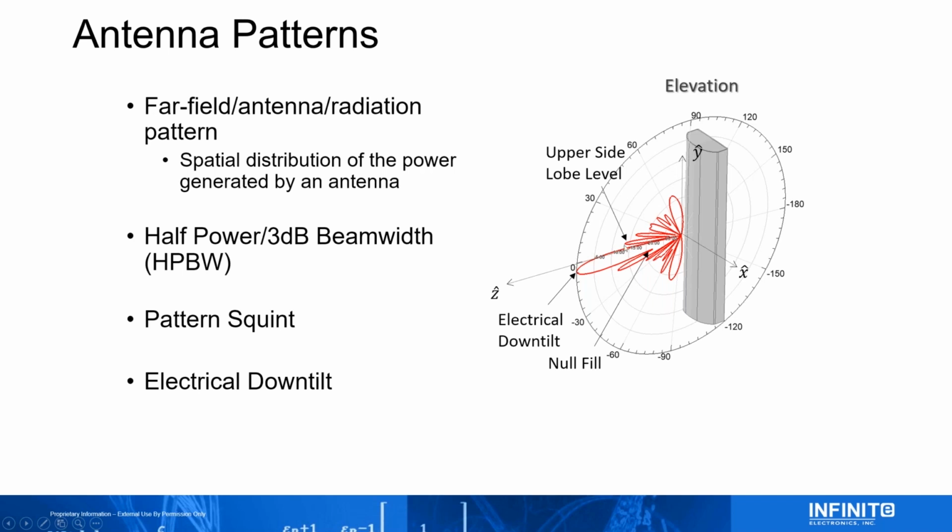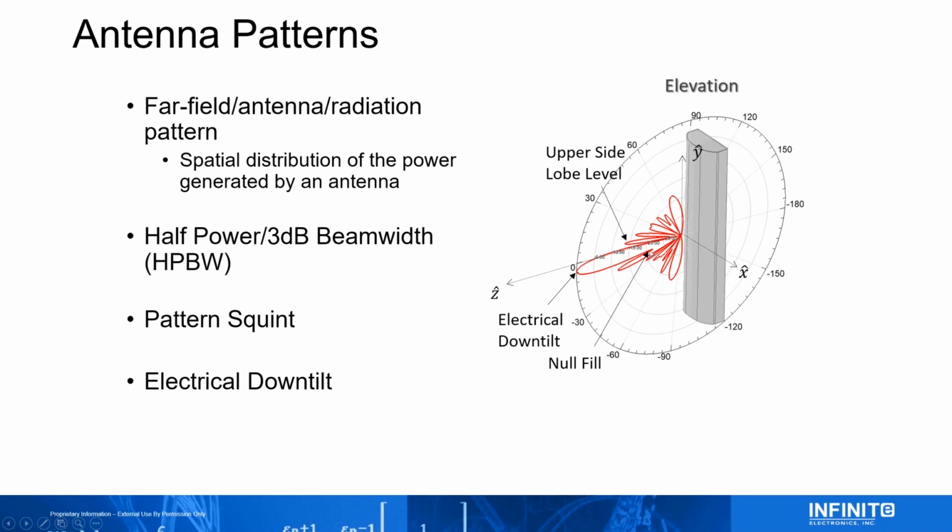Another important parameter is the upper side lobe levels. Here you want to minimize these to minimize interference between cells or towers, and also there's a parameter called null filling. We don't hear it too much in our industry, but null filling is when you see, right below the main lobe, the pattern goes really quickly down to small values.